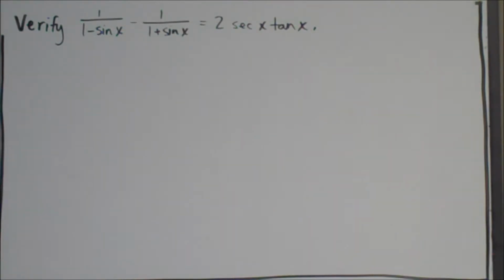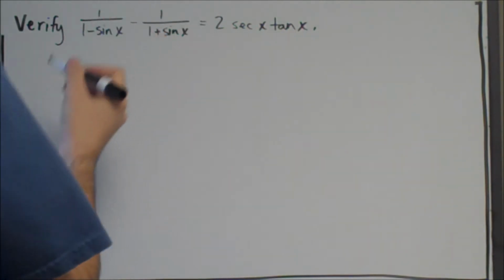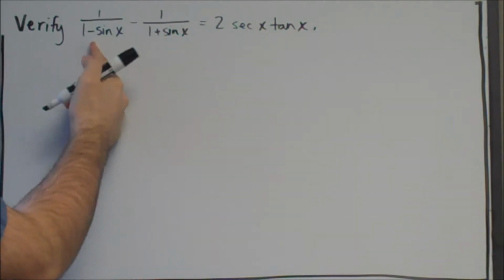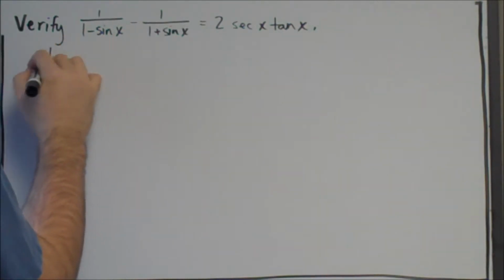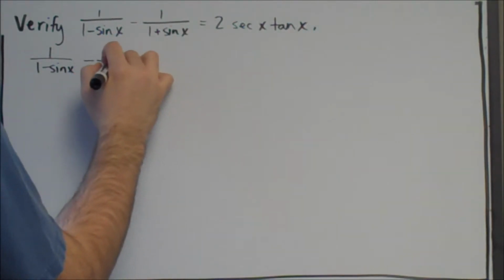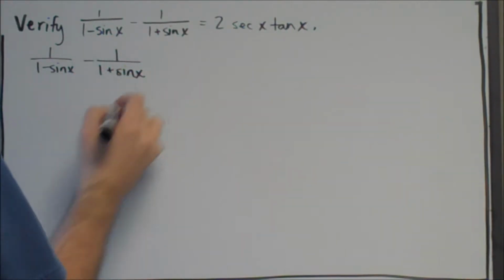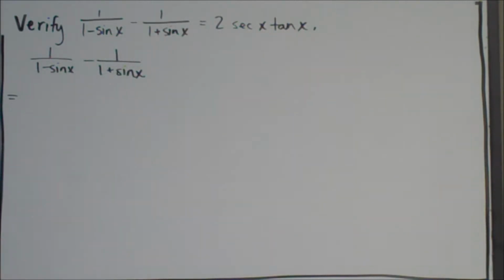Usually you want to pick the more difficult side and work till you get the easier side. So I'm going to pick the left side of this one because it has fractions and things like that. It looks a little more complicated. So I'm just rewriting what we have on the left side of the equal sign. And our end goal is to get 2 secant x tangent x.